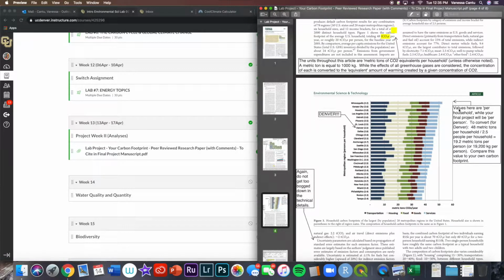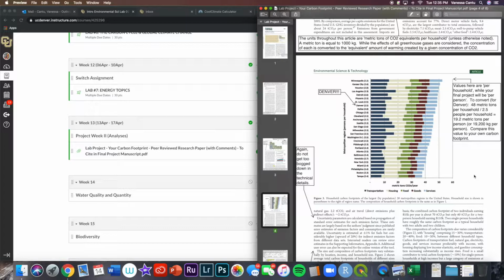You can see here the values are per household. So for your final project, you'll be per person. To convert it, you'll do the 48 metric tons divided by the 2.5 average household. And you'll see that 19.2 metric tons per person is the average carbon footprint in Denver per person. So use this value for your write-up. It's a good way to do that comparison.